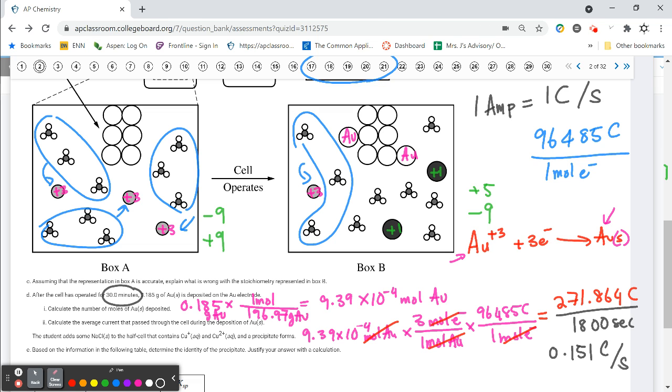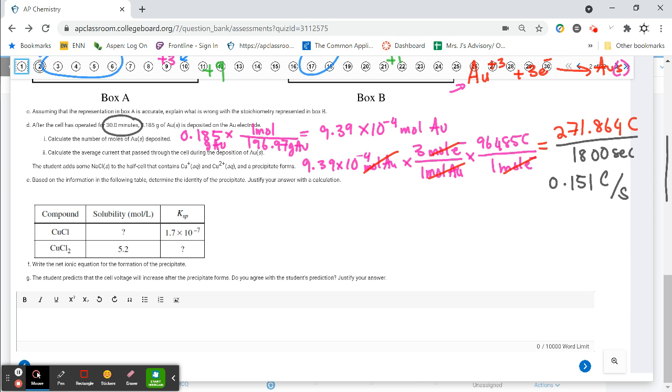All right, so the next question has a little bit of a setup. The student adds some sodium chloride to the half cell that contains copper plus and copper 2 plus, and a precipitate forms based on the information on the table below. So let's get the table below. All right, table below. Identify the precipitate. Justify your answer with a calculation.